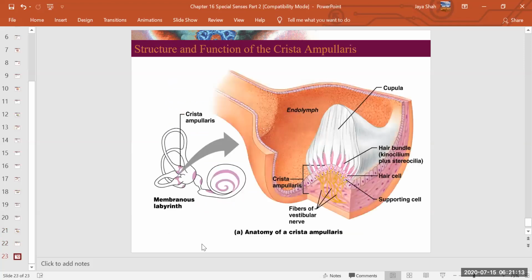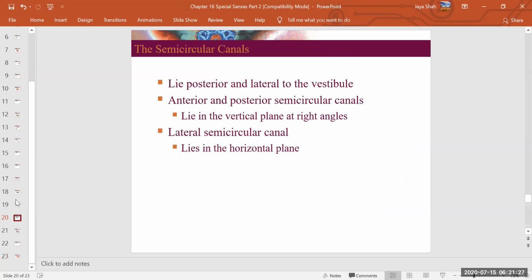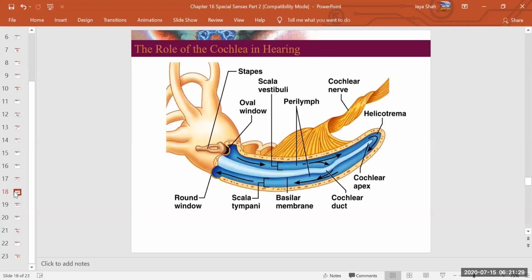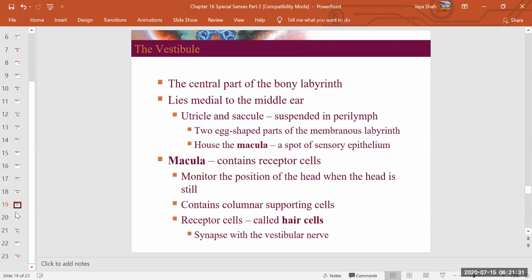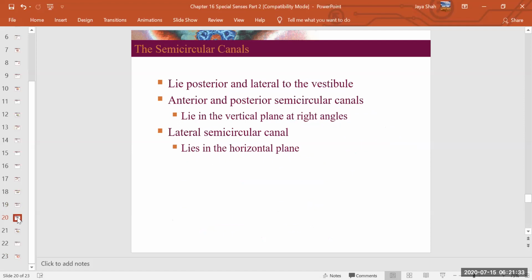So if you open the saccule or utricle, and when you open the, let me see, we don't have a diagram for that.